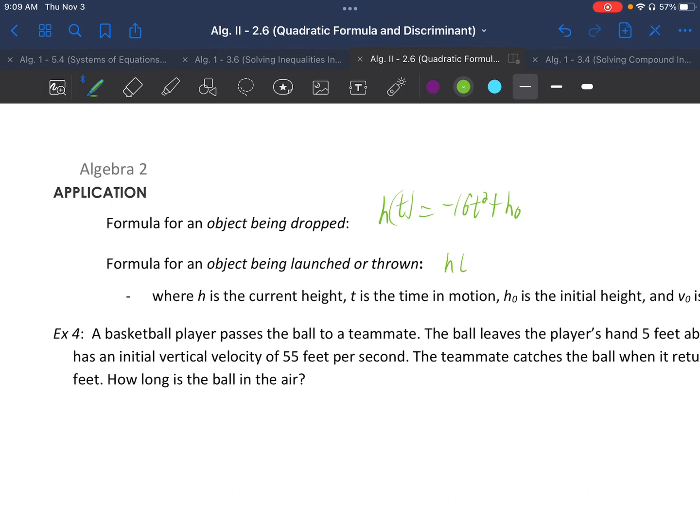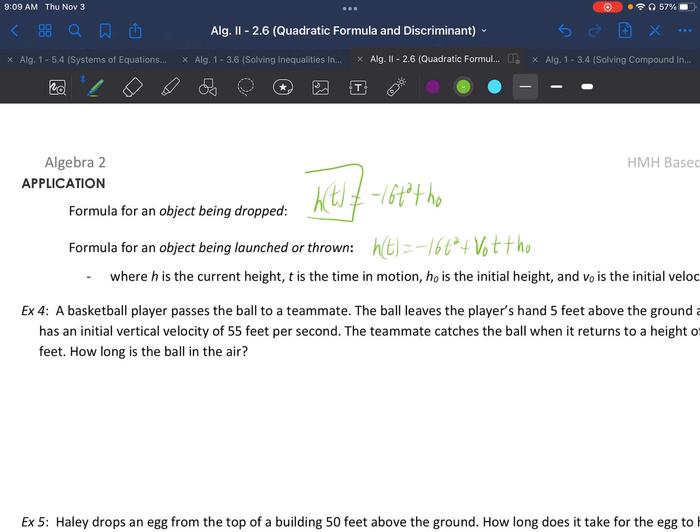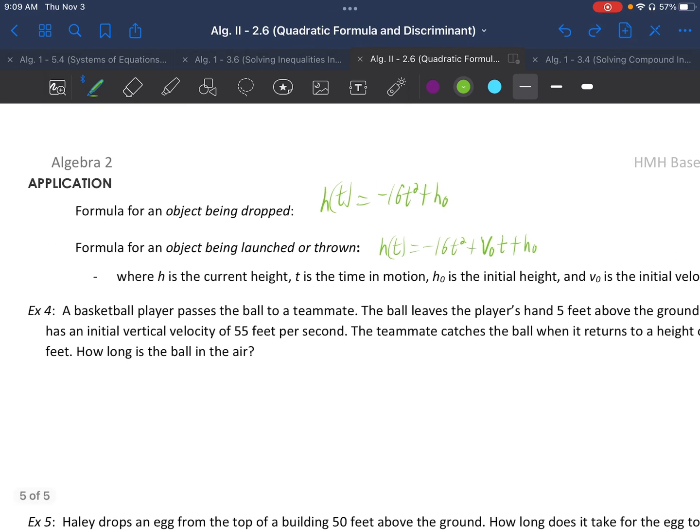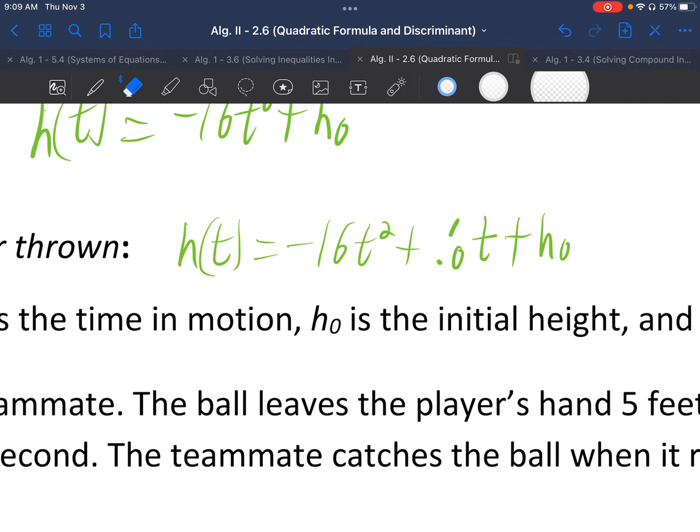Now, if it's being launched or thrown, then it's h of t is equal to negative 16t squared plus v sub 0 times t plus h sub 0, a little bit more. Now, h is the current height, so that's like h of t, current height. T is the time in motion, and h sub 0 is the initial height. V sub 0 is the initial velocity. All right. Now, I wrote that as an uppercase V. That really probably should be a lowercase v, my apologies. But still bigger than the 0.